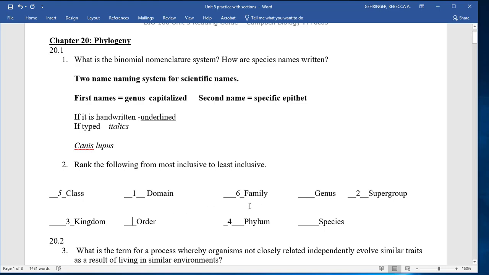Oops, actually it goes order before family. So order is six, and then family, and then genus, and species. So domain, supergroup, kingdom, phylum, class, order, family, genus, species. There we go. So you might need to use a mnemonic device for that to help you remember the order of that. That is a pretty solid question to ask on the exam.